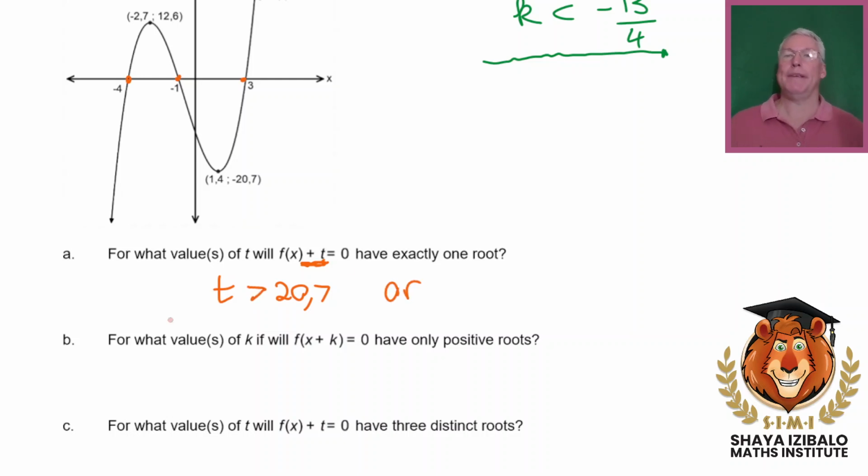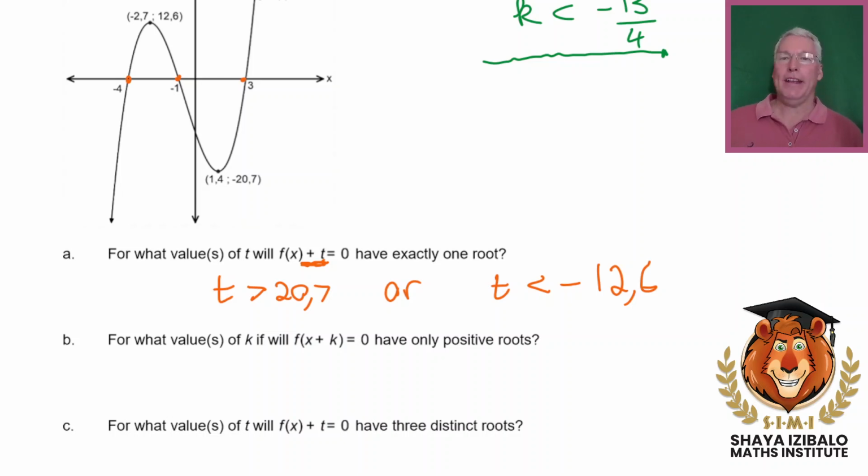Or we could drop it down, because if we dropped it down far enough, for example, down to here, then it would only have one x-intercept as well. So let's look at how much we would need to drop it down. Well, we would need to drop it down by more than the y-coordinate of that turning point. So t would need to be less than, remembering we're dropping it down so we want it to be negative, less than negative 12.6. A number like negative 13 would do, because it would drop it down by 13.